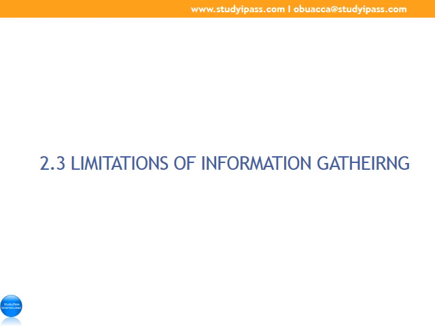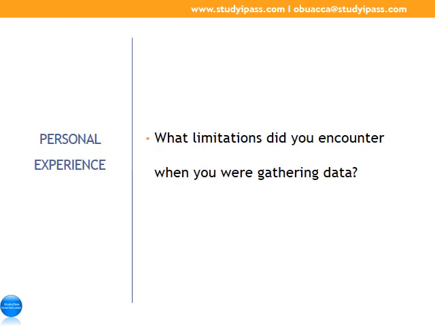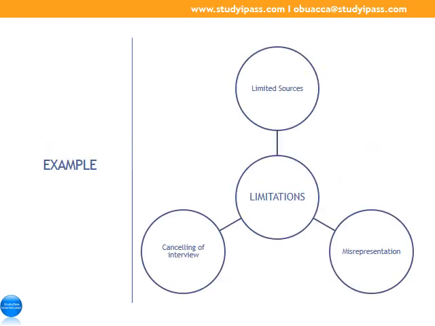The third component you look at is 2.3, limitations of gathering data. The objective of 2.3 is to identify the limitations you encounter during the gathering of data. What the marker is seeking to know is whether you encountered any limitation during the gathering of data. Remember, this is all about your personal experience. So what limitation or limitations did you encounter when you were gathering data? The limitations you are likely to encounter during the gathering of data under topic 17 are limited sources, misrepresentation, and cancellation of interview.